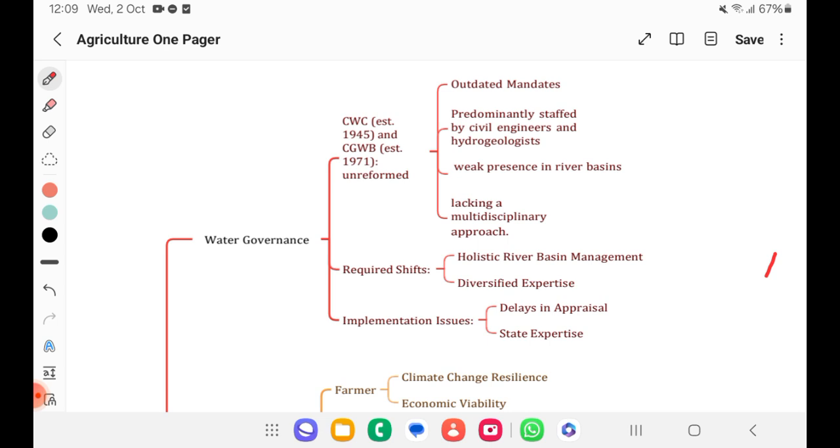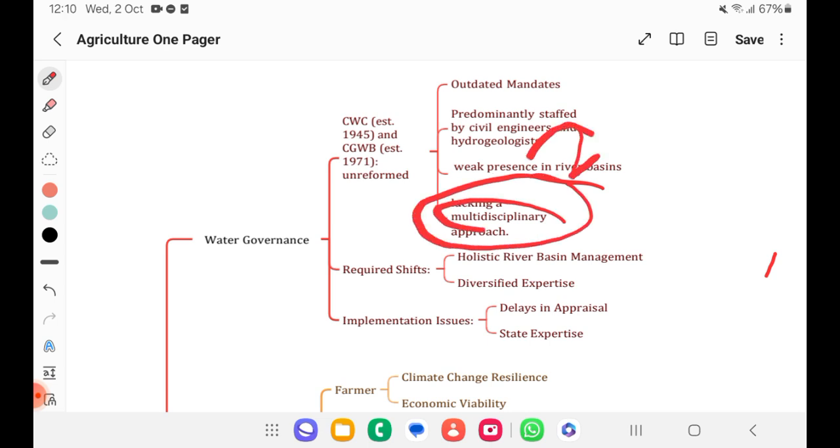They are predominantly staffed by civil engineers and hydrogeologists. So from their point of view, water is not viewed in a holistic way, right? There is a weak presence in river basins, lacking a multidisciplinary approach. They have specialists in these two fields, but what about a multidisciplinary approach? That is needed here. This is the important key here.